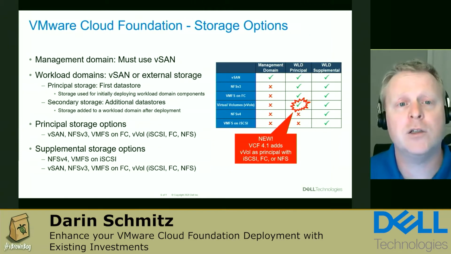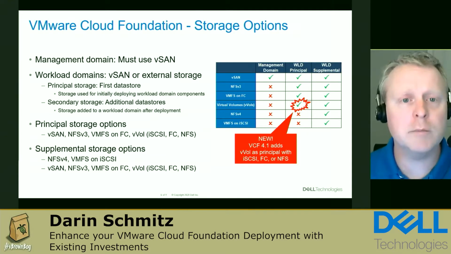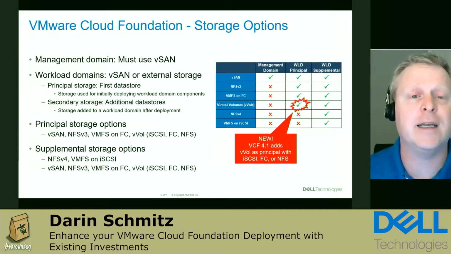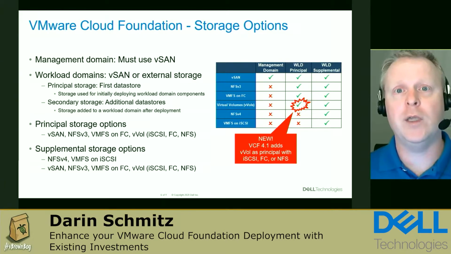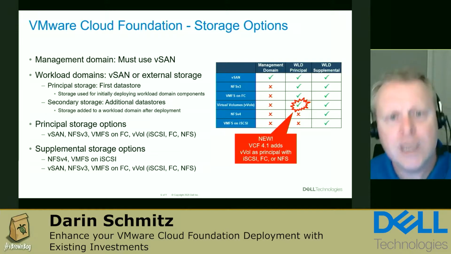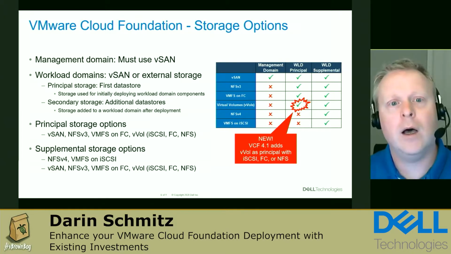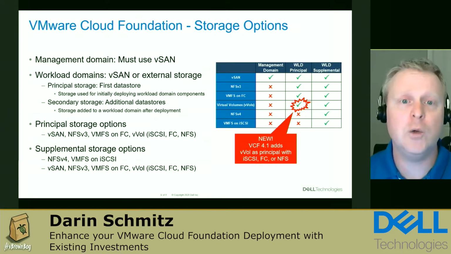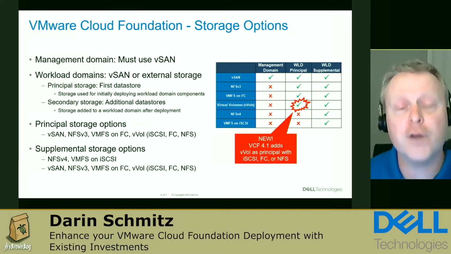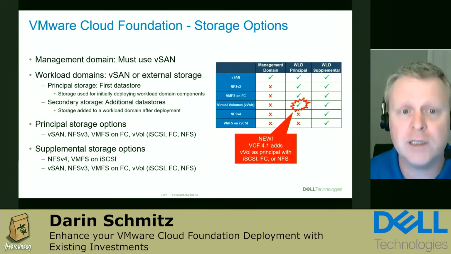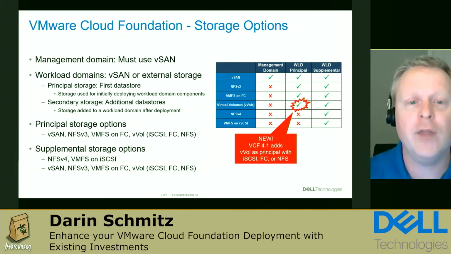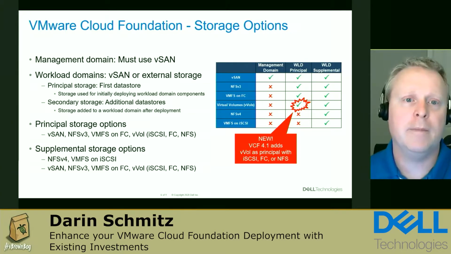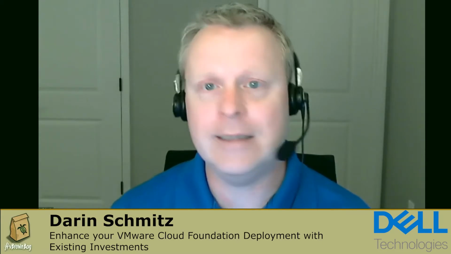And when we talk about external storage, there are 2 terms that I want to introduce to you if you haven't heard them before: principal and secondary storage. By no means does principal mean a class of service with the storage. It's not that the principal is like the tier 1 storage and the secondary is the tier 2 storage. No, when I say principal and secondary, all I'm referring to is the order in which it's deployed. We call the first data store that's deployed the principal storage, and once the workload domain is up and running, any data store you add after that is secondary storage. So again, the principal and secondary does not denote the class of storage. It's simply when it's deployed.